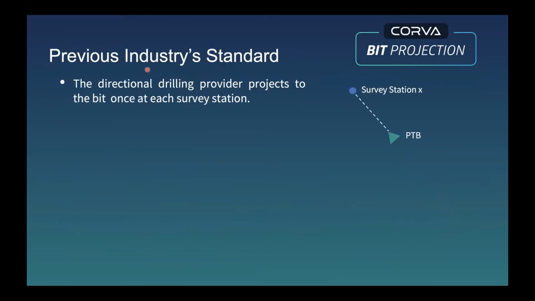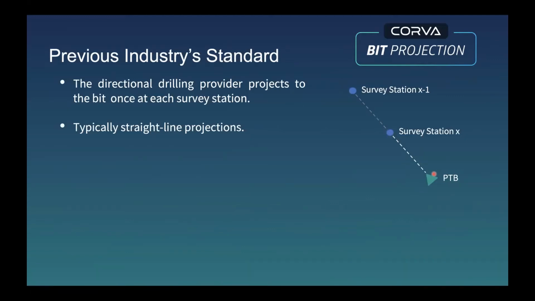Okay, so the previous industry standard, just to recap, is the rig will drill down, they'll take a survey. When they get that survey, they'll project ahead and approximate where the current bit position is, and this acronym is a projection to bit. So you can see they continue drilling, made another straight line projection. They're trying to approximate where the bit position is by using these projections. And again, they do one projection at every survey station. So this is the way that the industry is currently doing it.